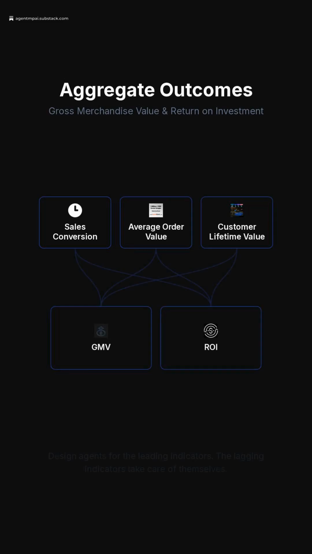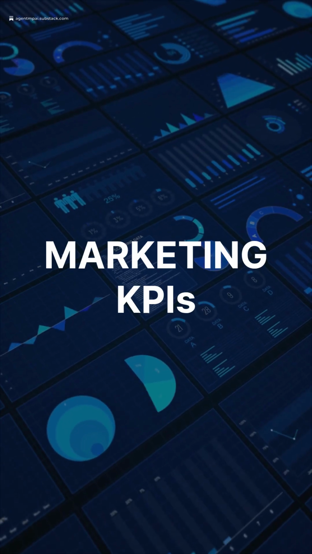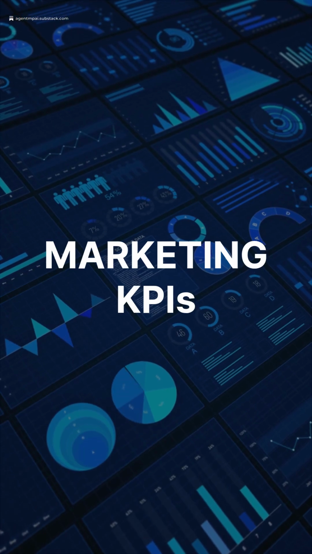Gross merchandise value and return on investment are your aggregate outcomes. When sales conversion, AOV, and CLV improve, these follow. Design agents for the leading indicators. The lagging indicators take care of themselves. Now let's move to marketing, where CXOs are seeing some of the fastest agent-driven wins.